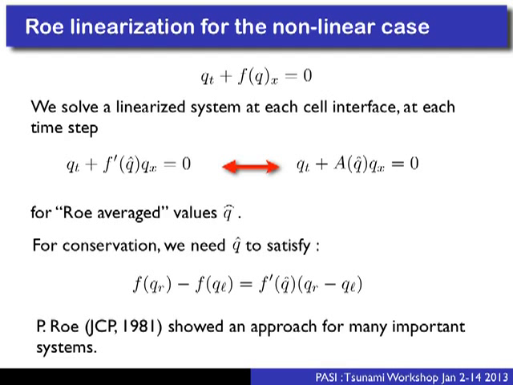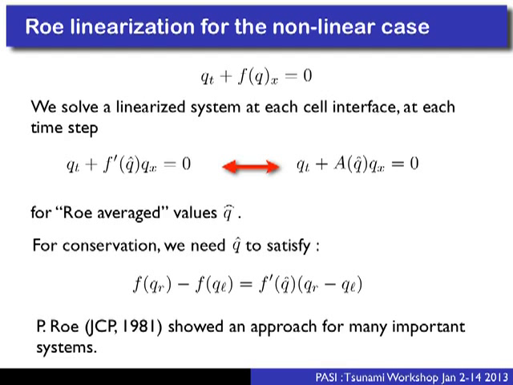And in fact, we solve it exactly the same way, except that f prime of q has been evaluated at some funny state, q hat. And so we now have a matrix that for, say, a particular time step is kind of frozen. All right, it's frozen at these Q hat values. And you might think, okay, well, what do I take for that? Do I average Q right and Q left? What do I do?